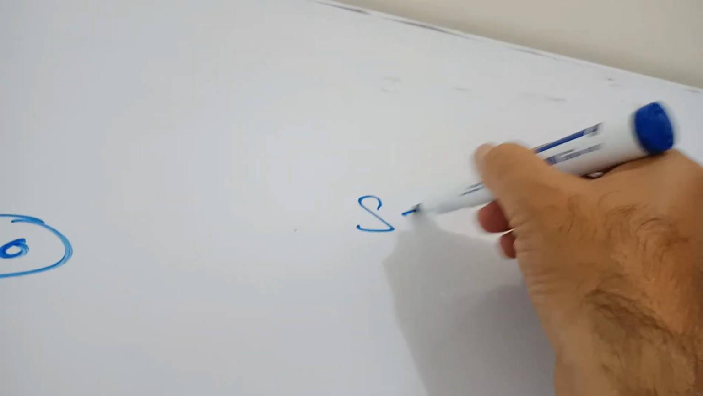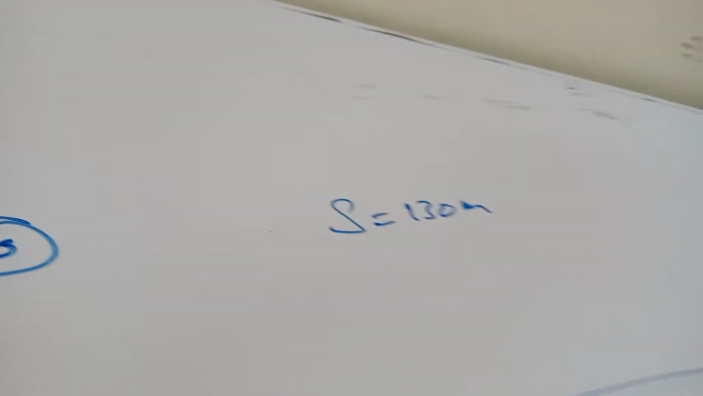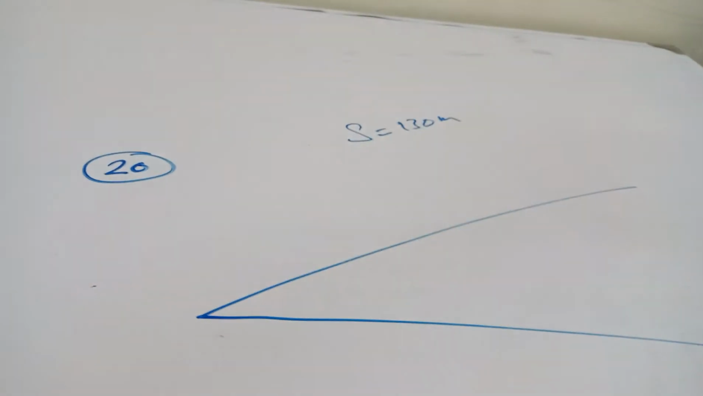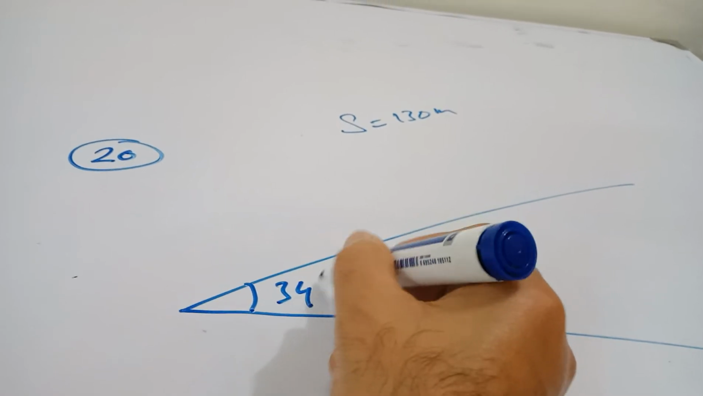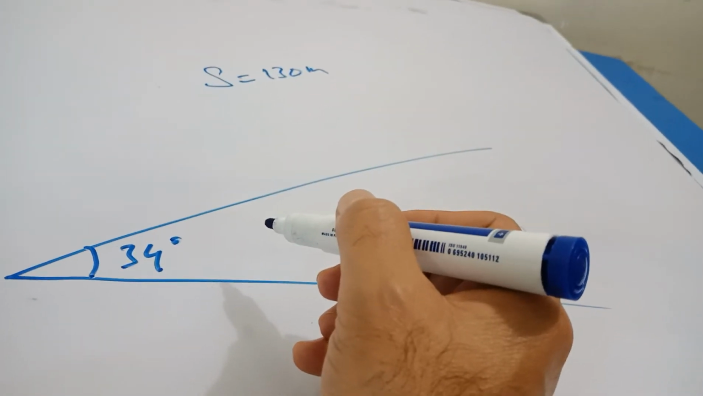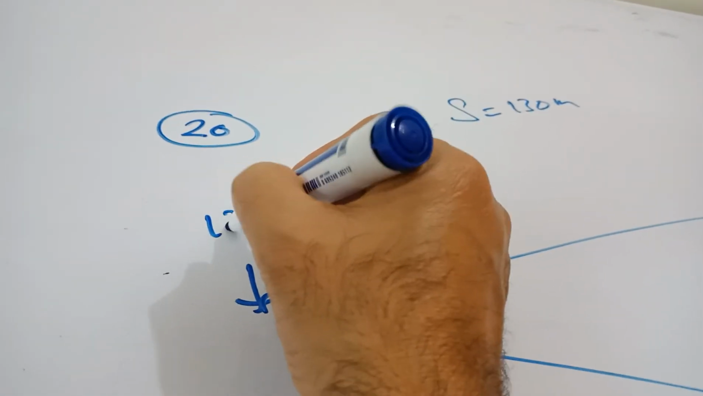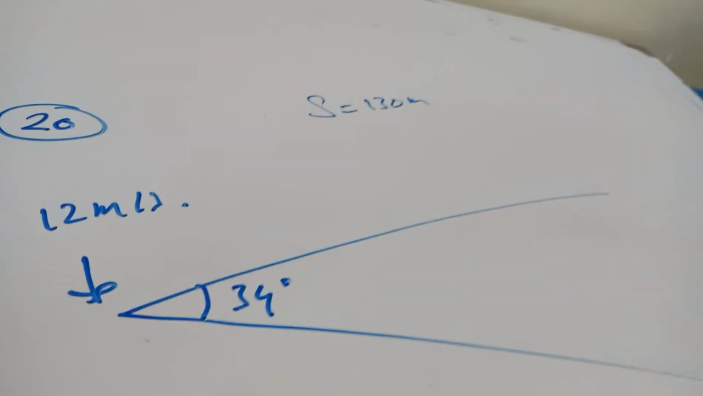A car of mass 1200 kg arrives at a steep upwards slope of length 130 meters. Now, just like the previous question, this time we are given the length of this, the S, which is 130 meters. And this is inclined at 34 degrees. So this angle over here is 34 degrees. It arrives at this point with a speed of 12 meters per second, the initial speed.